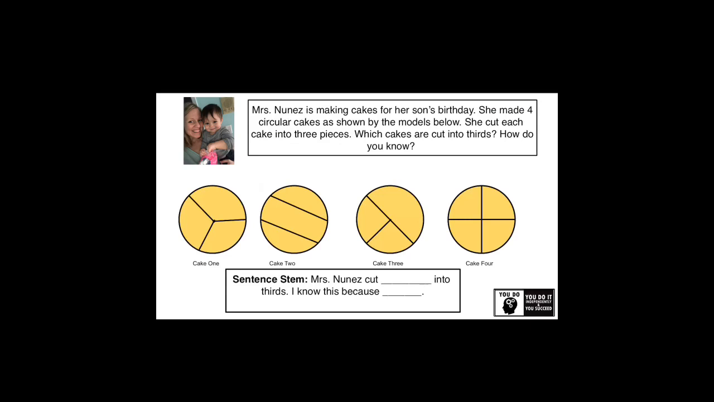So you're going to look at your cakes, cake 1, cake 2, cake 3, and cake 4. Find the one that is cut into thirds and use the sentence stem. Mrs. Nunez cut blank into thirds. I know this because blank.